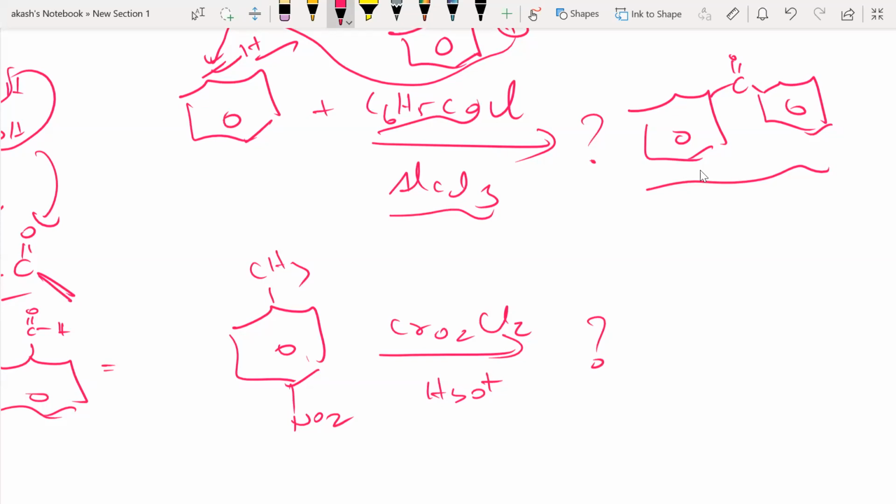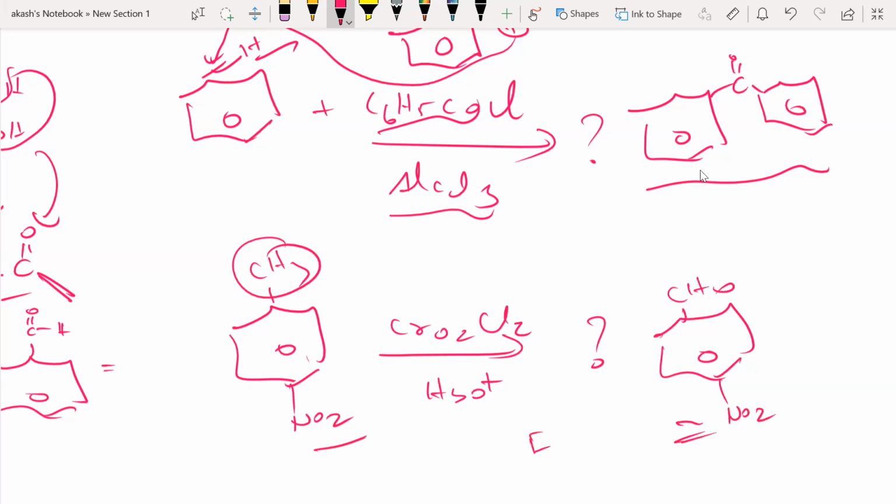So the moment you see CrO2Cl2, first, what is the name of CrO2Cl2, people? It is chromyl chloride. There is only one name reaction where we use chromyl chloride: the Etard reaction. Good. In the Etard reaction, what do we convert to what? Toluene will be converted into benzaldehyde. So this is the toluene part. The CH3 part would have gotten converted into CHO. The NO2 stays as such. Nothing will happen to the NO2. This is your final product. This is your Etard reaction.